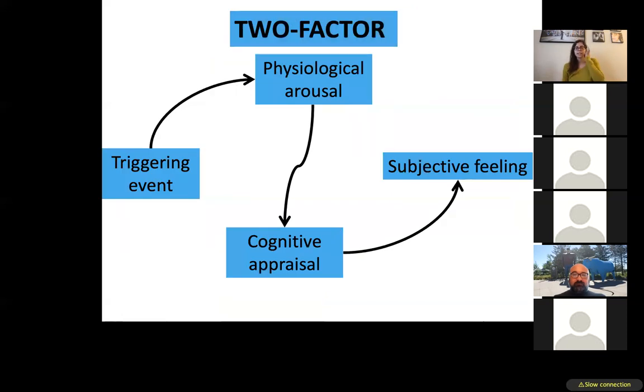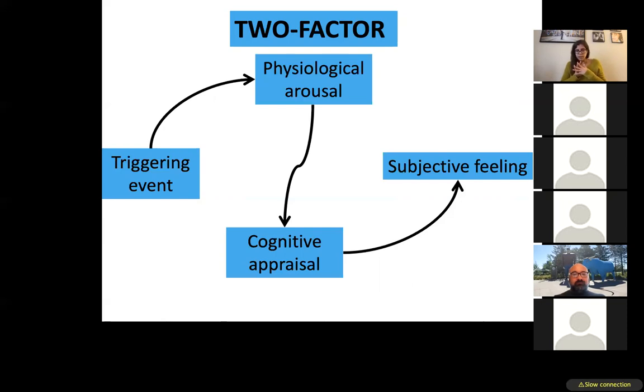So this is the next theory. This came up about 40 years after the Cannon-Bard theory. This is where a lot of students get confused, because the two-factor theory combines the Cannon-Bard and James-Lange theories. It's like those two theories put together.